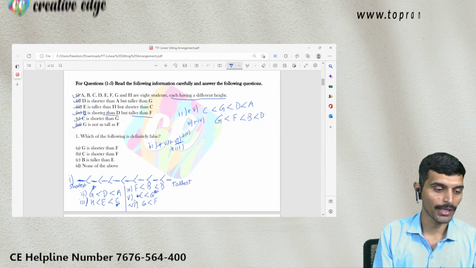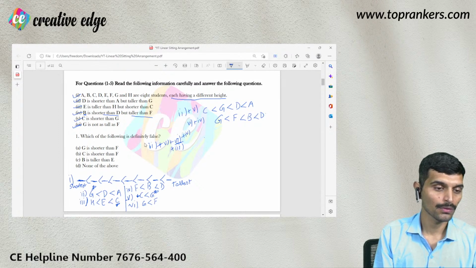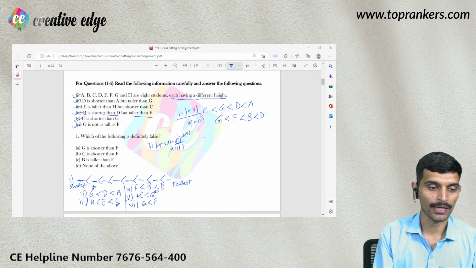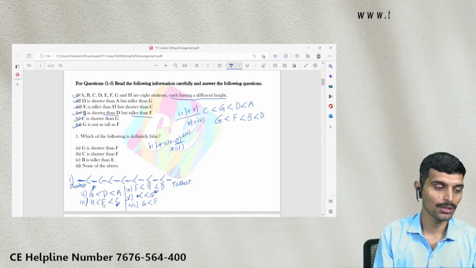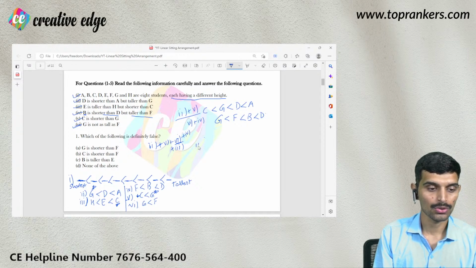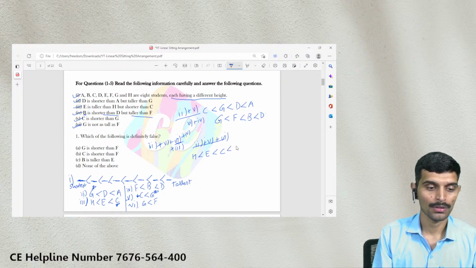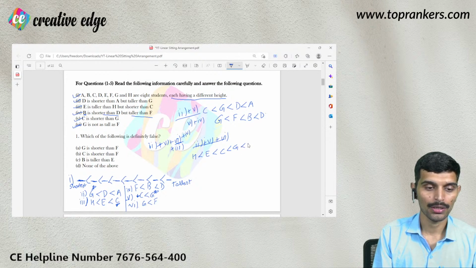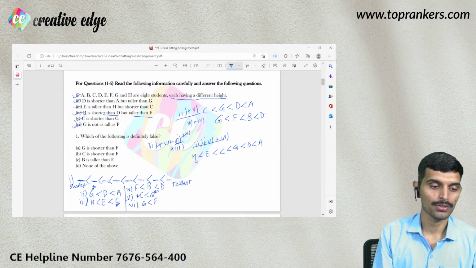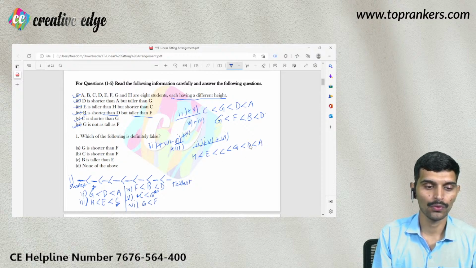Now if I try to combine this fifth part with this second one, that is second and fifth with third, then what I can conclude is C is taller than E and H, right? So second plus fifth plus sixth. If I go by this manner, that will be C is taller than E is taller than H, and C is shorter than G, D and A, right? So how many of them are there? One, two, three, four, five, six.